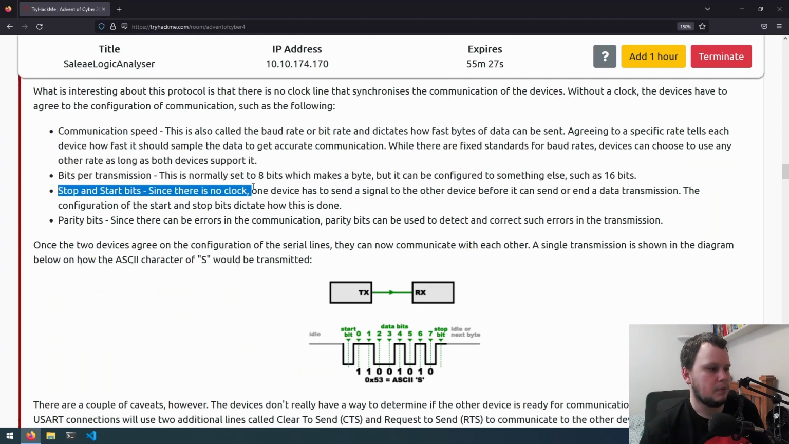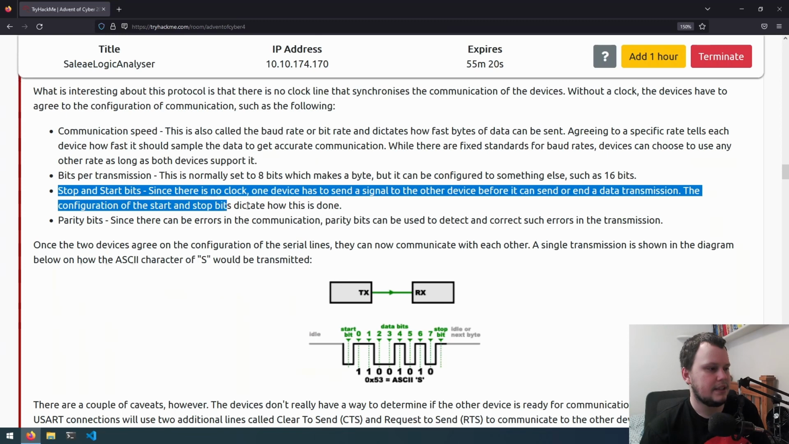Stop and start bits. Since there is no clock, one device has to send a signal to the other device before it can send or end a data transmission. The configuration of the start and stop bits dictates how this is done.